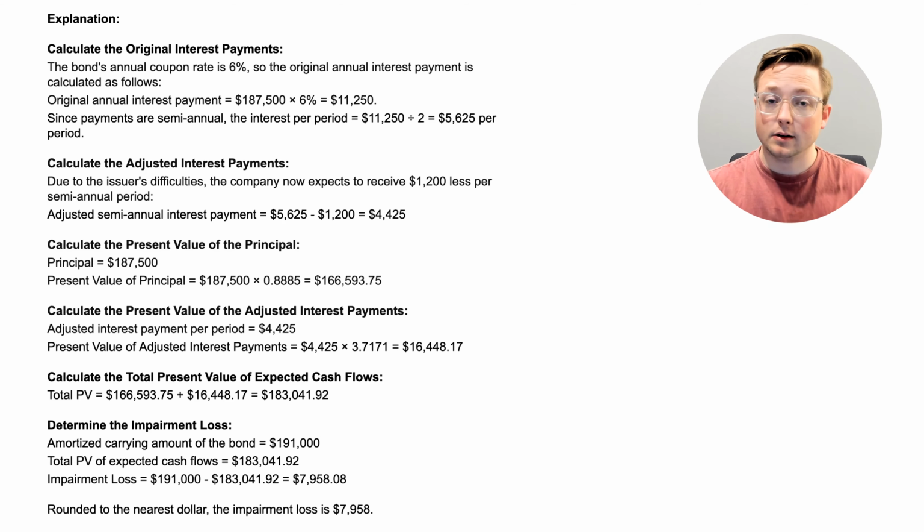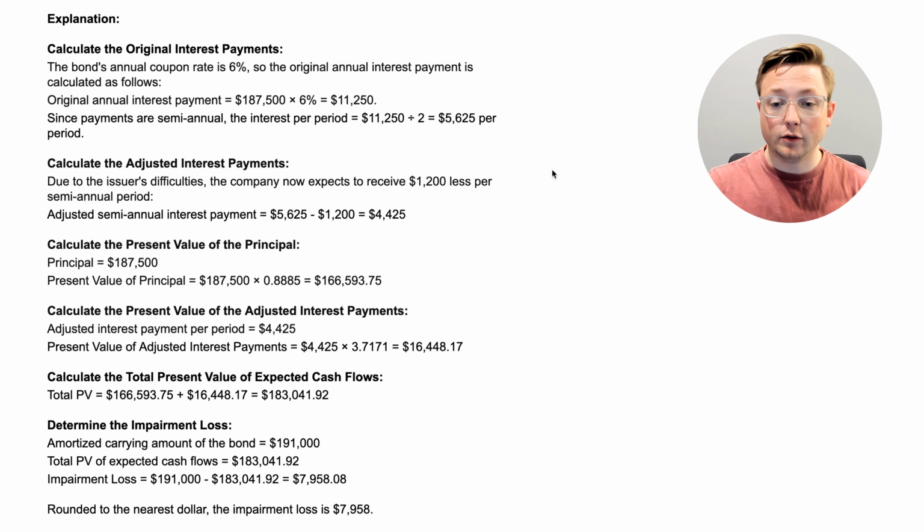Let's calculate it all again. Again, we have to figure out what the original interest payments were to then figure out what the adjusted interest payments are so that we can then figure out the present value of the interest payments and, of course, the present value of the principal. So the bond's annual coupon rate is 6%. So the original annual interest payment is calculated as you take the par value, which is $187,500, multiplied by 6%, and that gives you $11,250 of interest. But since it told us that they have semi-annual interest payments, you divide $11,250 by 2, giving you $5,625 per period or per semi-annual interest payment.